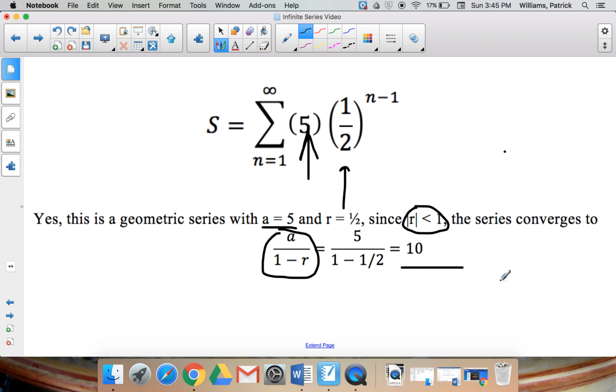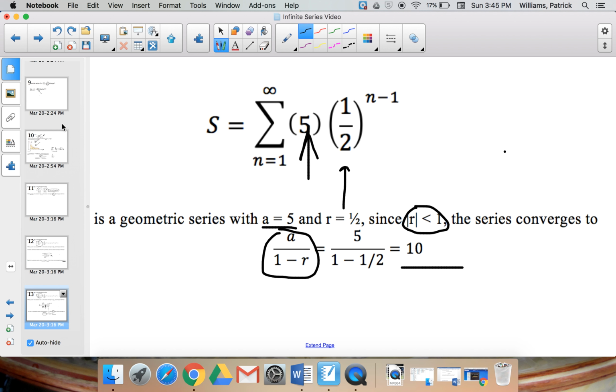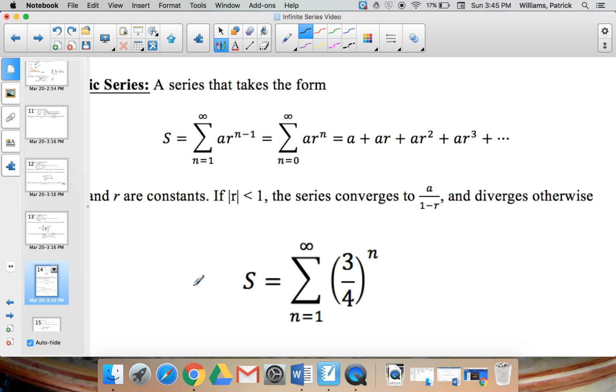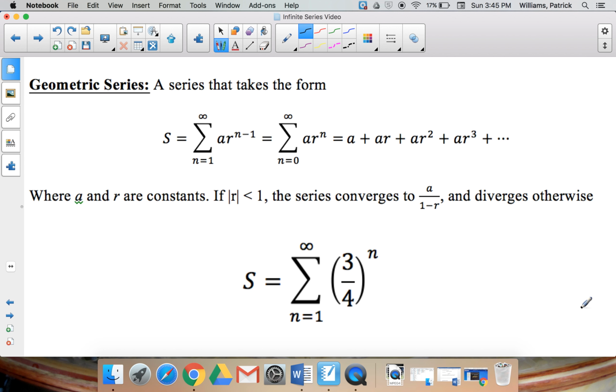You think you're getting the hang of geometric series so far? All right, let me throw you a little curveball. All right, take a look at this one. Again, the first thing you want to do is ask yourself, is this a geometric series? Pause the video.